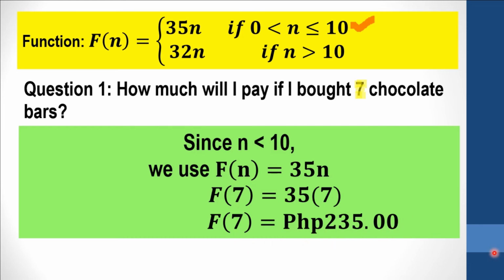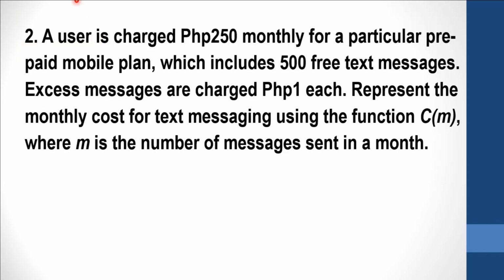Teacher, paano naman kapag bumili ako ng 12 chocolate bars? Okay, so kung bumili ka ng 12 chocolate bars, tignan mo yung conditions dito. Saan ba siya swak? Pwede siya dito sa n is greater than 10. So, therefore, gagamitin mo itong function na to, 32n. So, wag lang tayong malito, tignan lang natin yung conditions. Okay, let's understand this one.